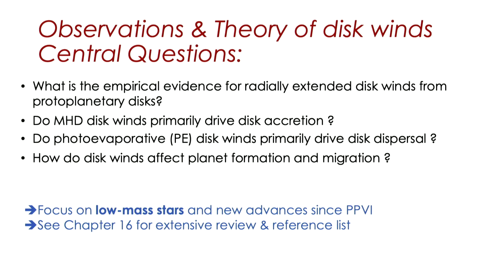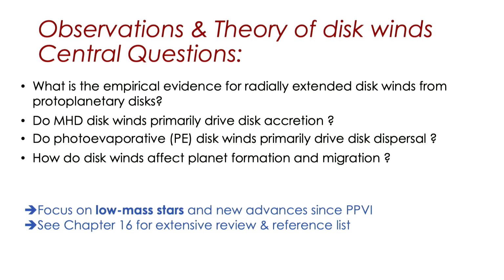So this chapter covers both observations and theory of disk winds, and we have been focusing on a few central questions that have been raised since PP6. What is the empirical evidence for radially extended disk winds from protoplanetary disks? Do MHD disk winds primarily drive disk accretion? Do photoevaporative disk winds primarily drive disk dispersal? And how do disk winds affect planet formation and migration?